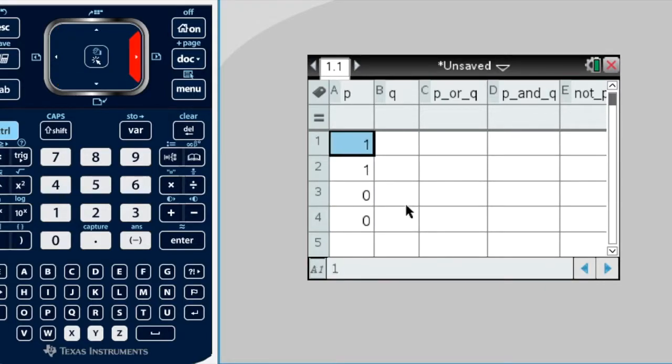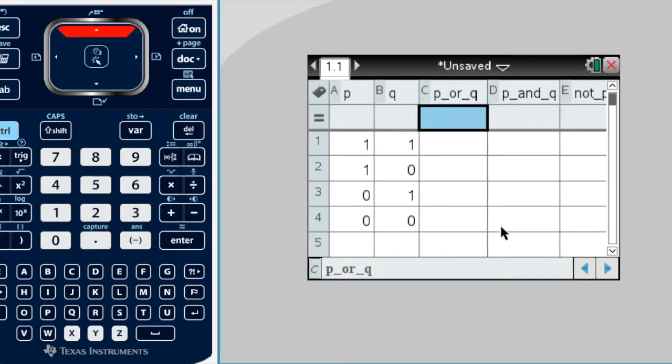Then for Q, for truth, you need to have a truth option, so 1, 1, and then 1, 0. So that's where P is true and Q is false. Okay, then we again do 1, then 0. So now we've got all the possible options for P and Q. Of course, if you have 3 variables like an R, you'd go down to 8 options.